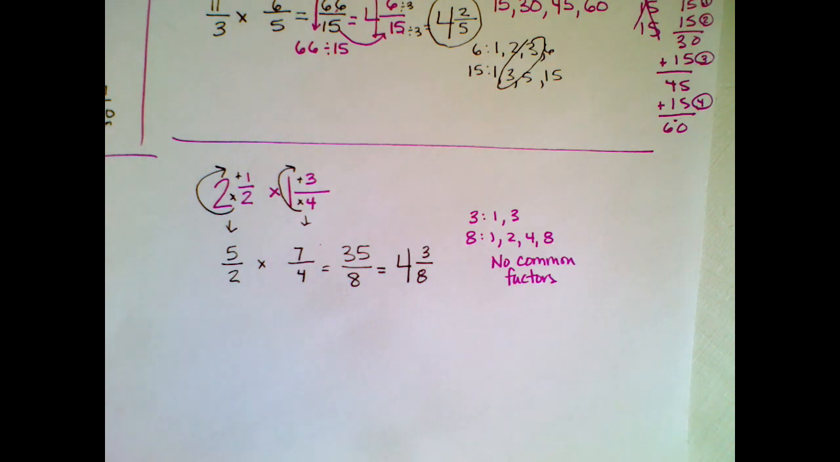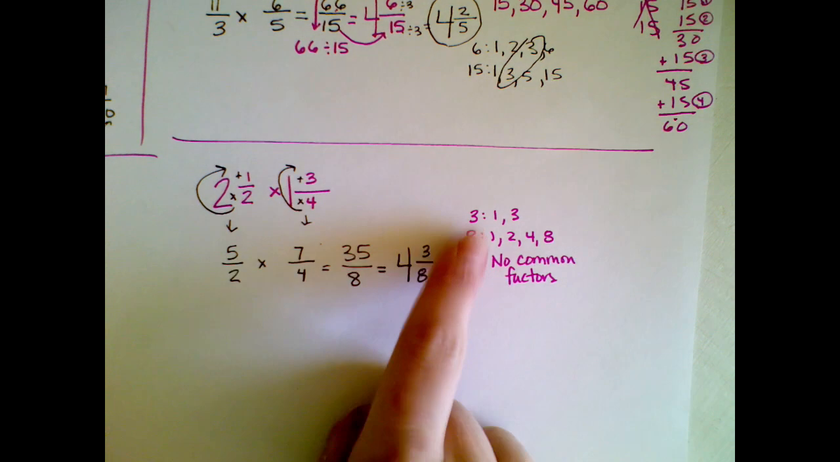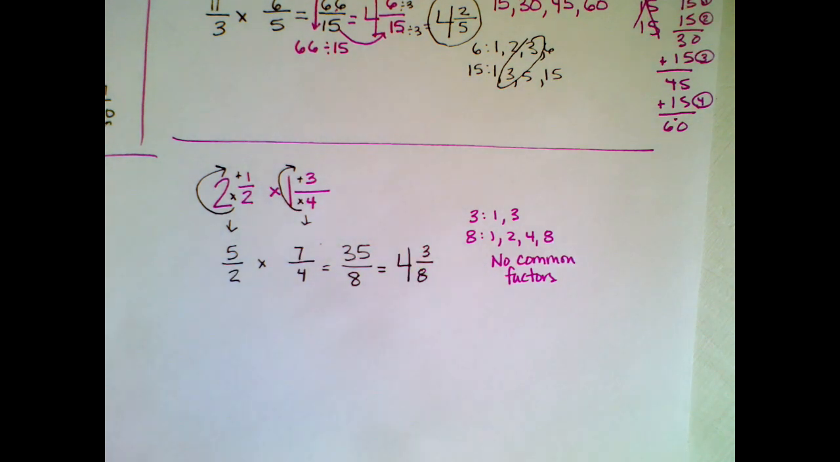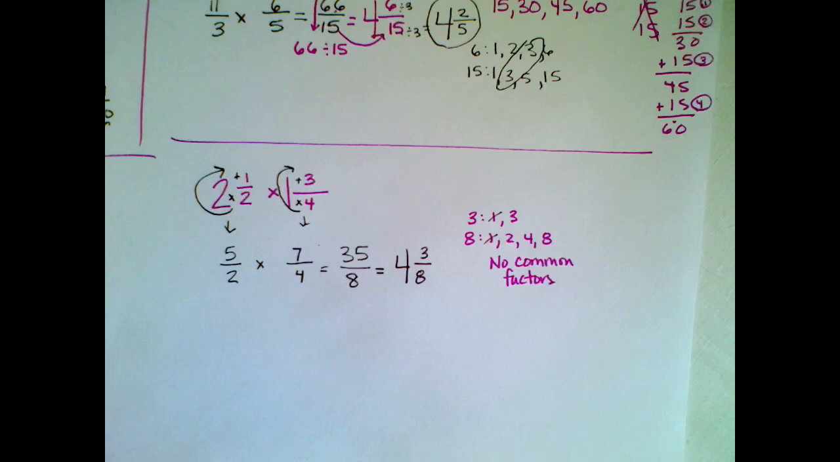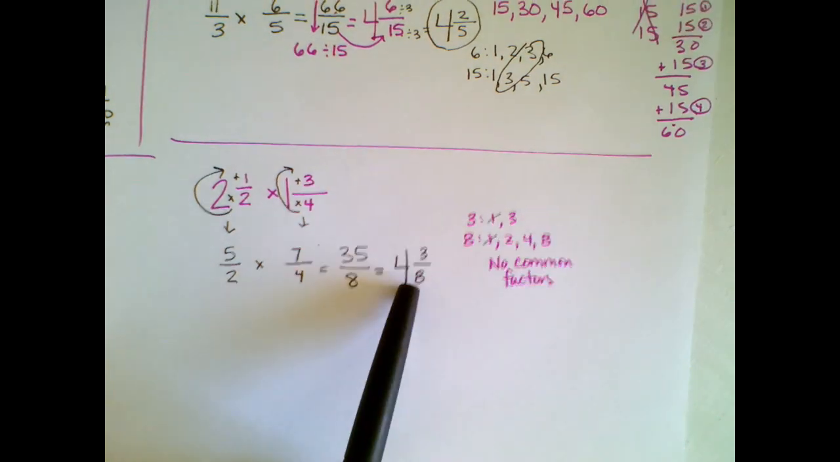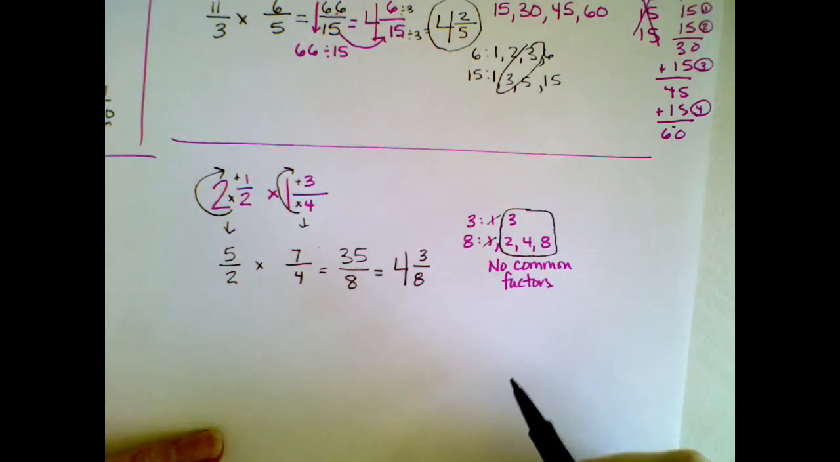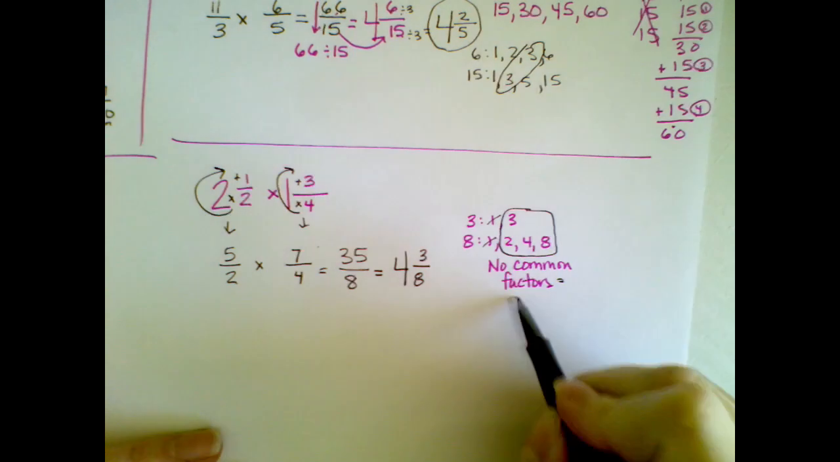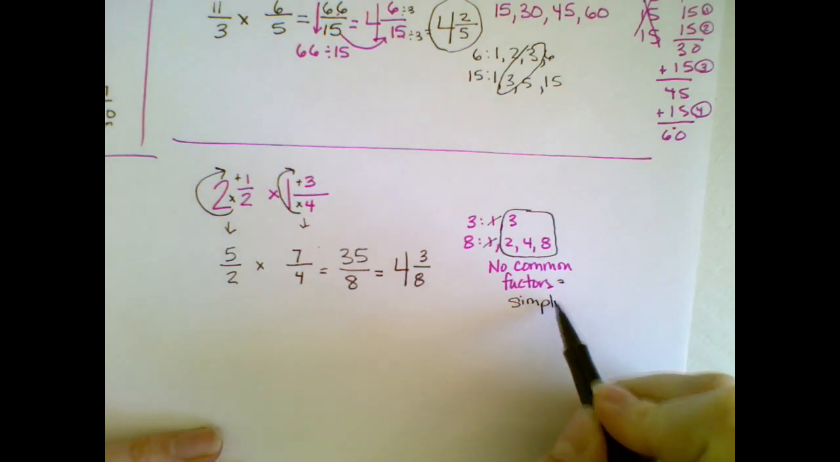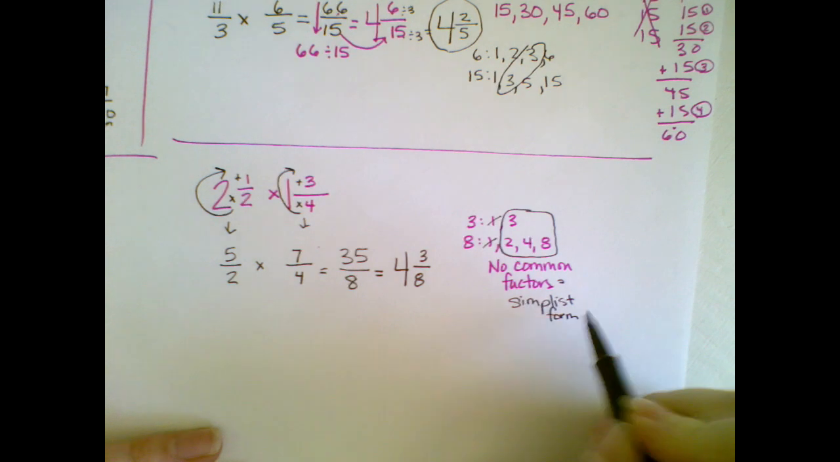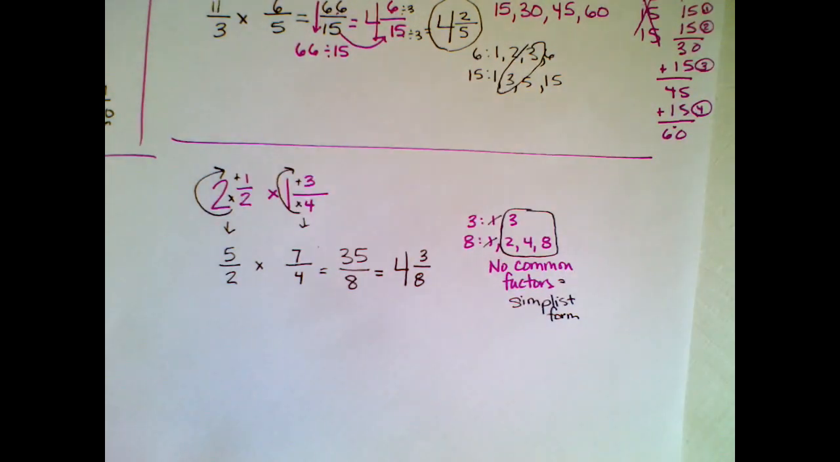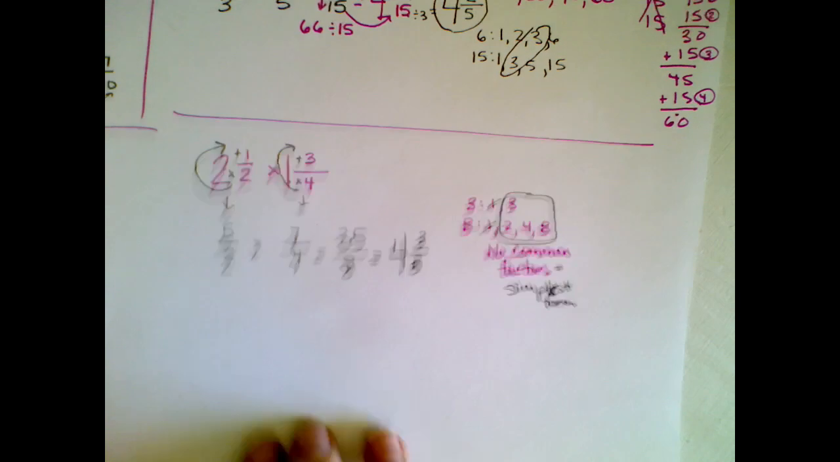If I wasn't sure if I could simplify this or not, I can write my factors for 3 and 8. I multiply 1 times 3 to make 3. And for 8, I multiply 1 times 8 and 2 times 4. The only things they share are 1s, which wouldn't be helpful, right? Because we would end up with the same number. So other than that, there are no shared factors. So if there are no common factors, that means that this is in simplest form. So you know that you're done. Oops, simplest would be nice if I spelled it correctly.